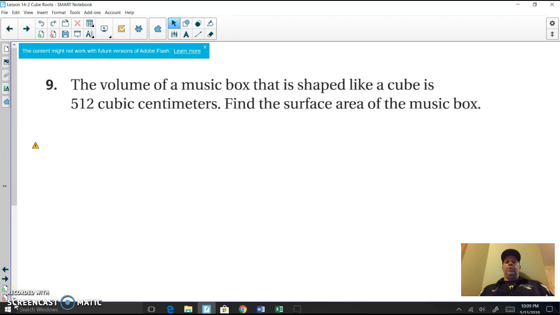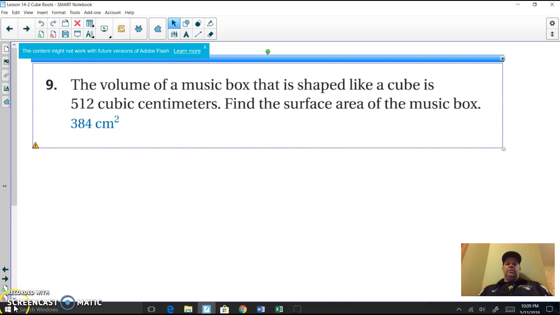In our final example, the volume of a music box is shaped like a cube, and it is 512 cubic centimeters. Find the surface area of the music box. Again, first we must find each side length, and because we have that, we can take the cubed root of 512. The cubed root of 512 is 8. We then take 6 times 8 squared, which is 6 times 64, which gives us our answer of 384 square centimeters. Notice it is square because we are talking about area.